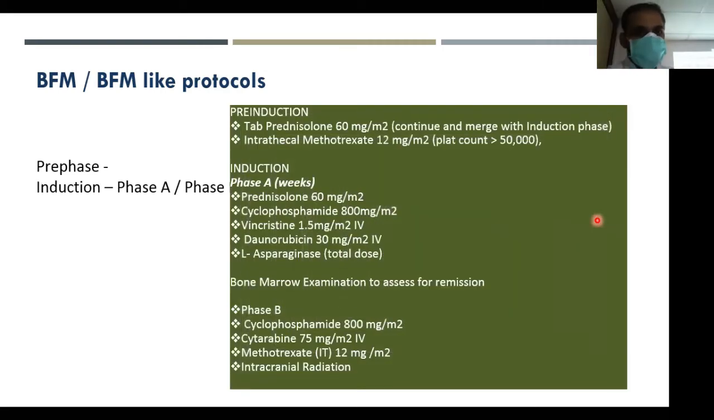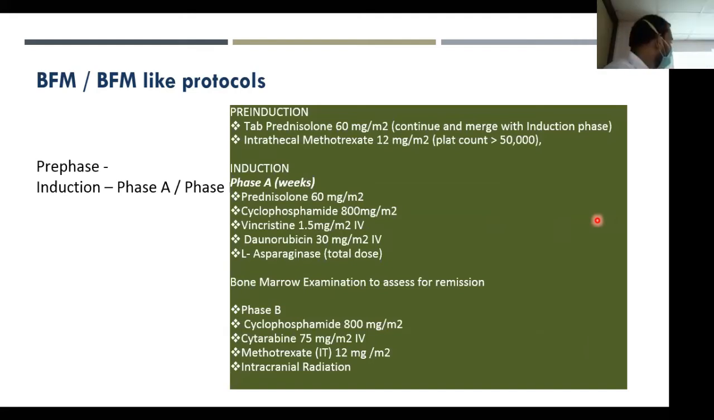Next is induction, divided into phase A and phase B. It is a 5 or 4 drug induction, with different drugs including steroids. These are the BFM drugs. It includes cyclophosphamide, vincristine, daunorubicin. Do a marrow after phase 1. Phase 1 means a day 33 marrow. If MRD is negative, you're good, like this kid.